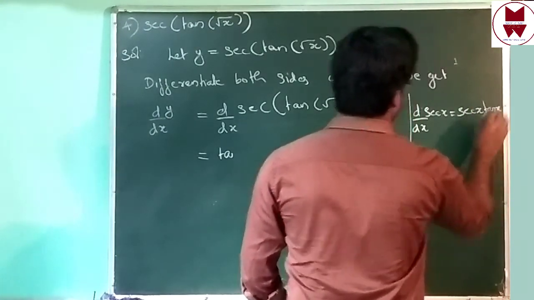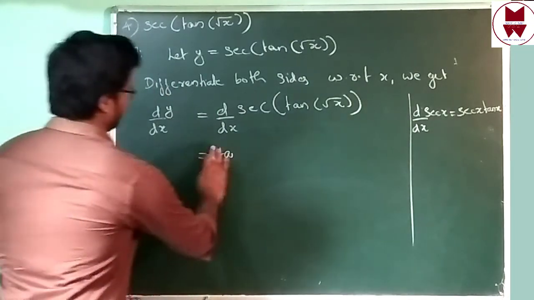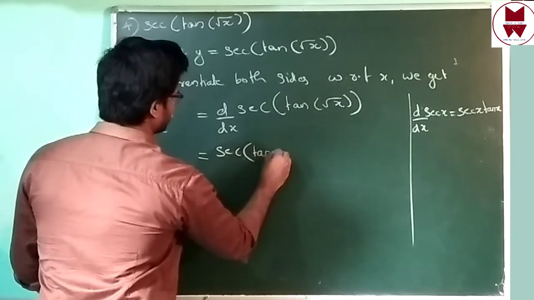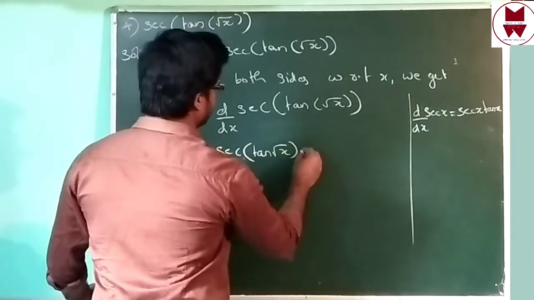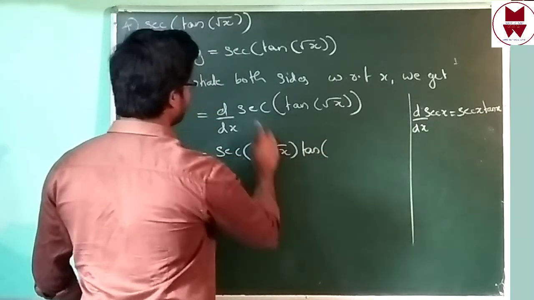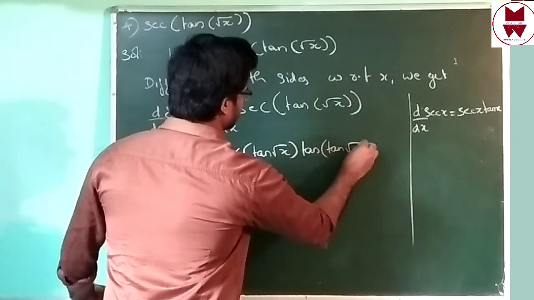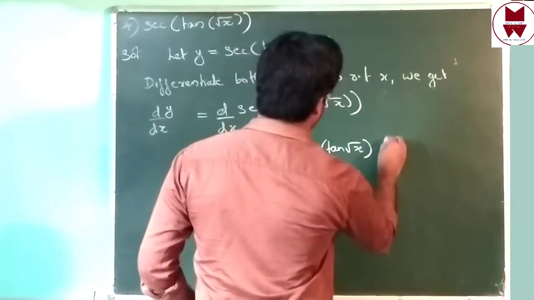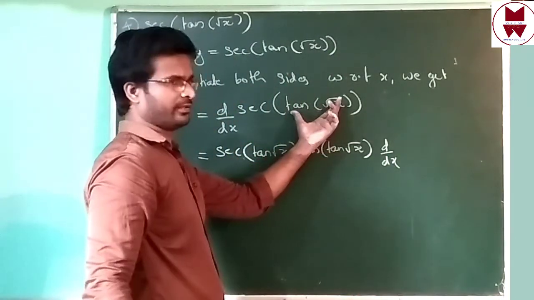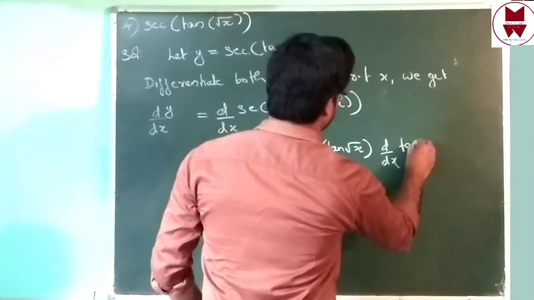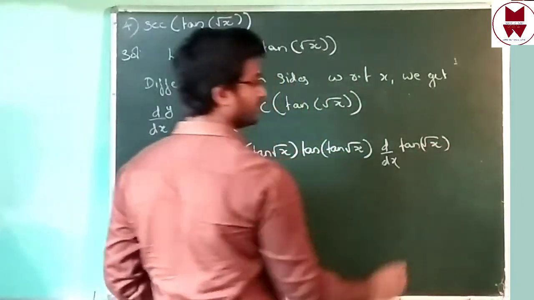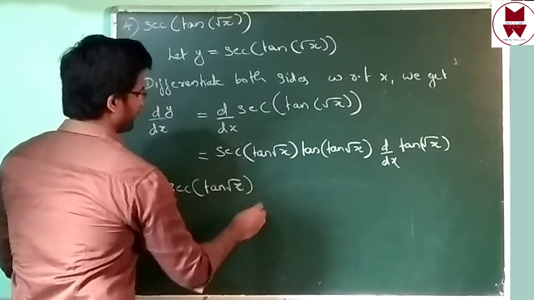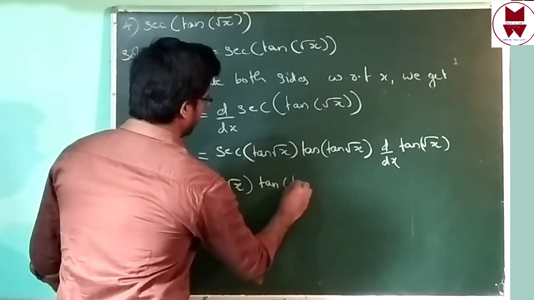tan x. So we can write sec, what is x? X means all the terms, tan root x. Then tan x, tan x means tan root x. Then d by dx of, inside the bracket, that one we can take tan root x.